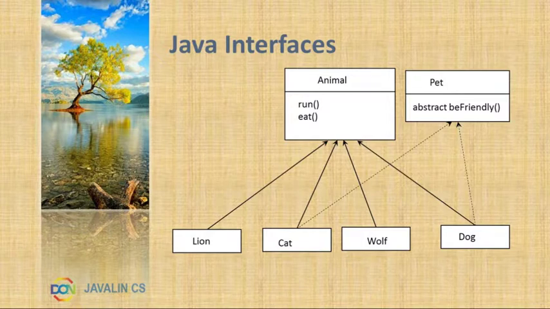In this class diagram, you can see that all the animals are subclasses of animal, but the domestic animals also have the pet interface with the bee-friendly method ready to be overridden with each pet's friendly behaviours. So it forms the best solution to the scenario that we're working with.